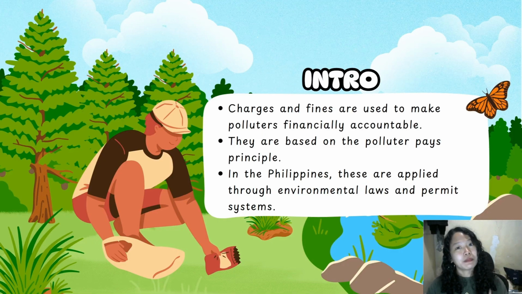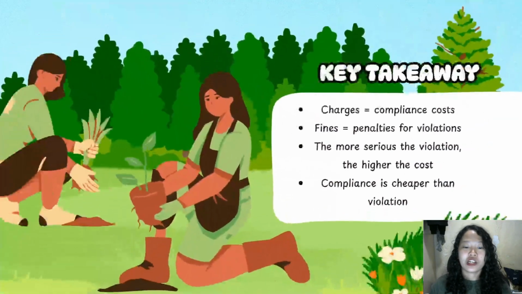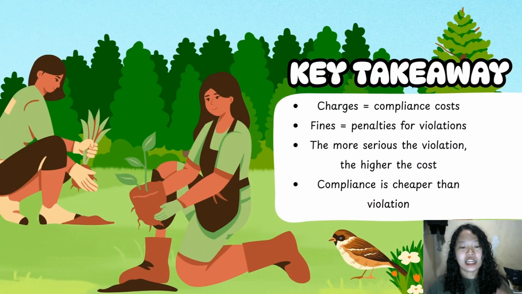So, para mas madaling maintindihan kung paano nag-work ang charges and fines, titignan natin ang ilang common environmental compliance situations. Sa bawat example, may client na nagtatanong tungkol sa possible fees or penalties at may lawyer na nagpapaliwanag ng required permits, charges at consequences ng violations. Pinapakita pa nito kung paano ginagamit ang economic incentive approach para ma-encourage ang compliance through financial responsibility.